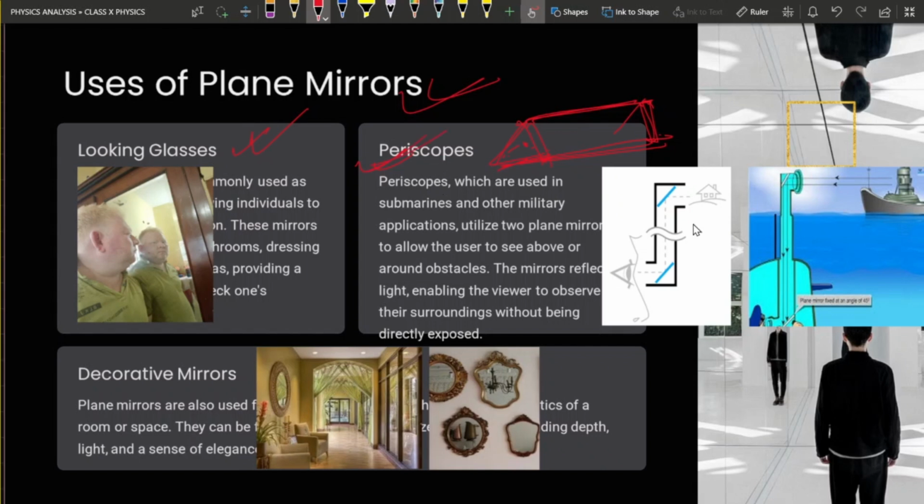Plane mirrors are also used in submarines and other military applications. So here the periscope utilizes two mirrors. See here, two mirrors are placed at 45 degrees.